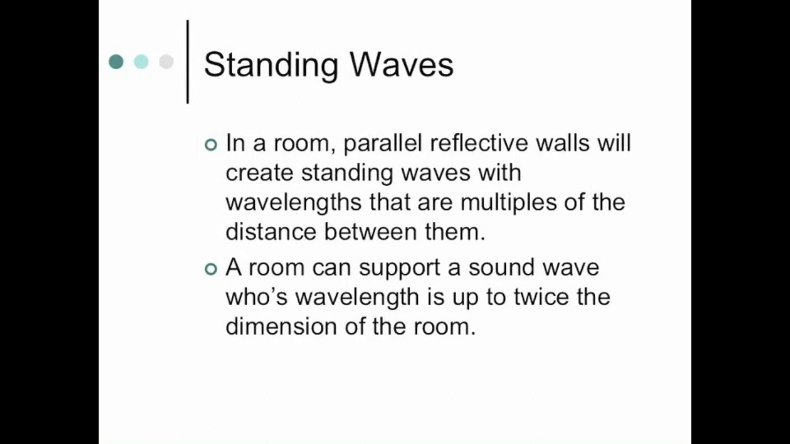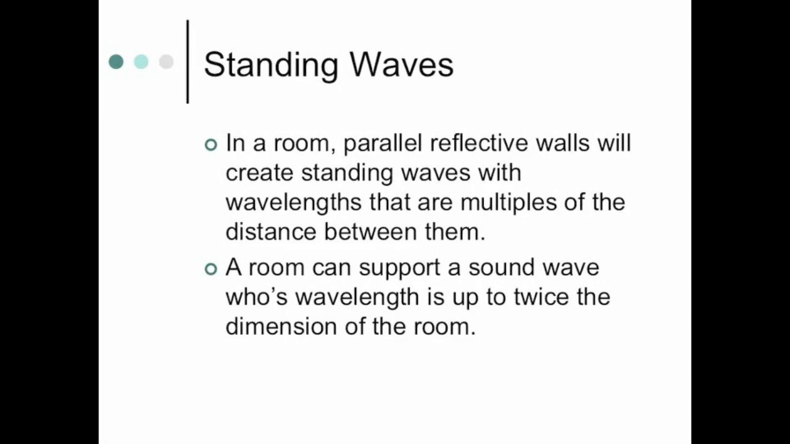So let's talk about what a standing wave is. Parallel reflective walls will create standing waves with wavelengths that are multiples of the distance between the walls. Now we talked about what the wavelength is, right? It's a length, so it's an actual distance. Let's say these walls are exactly one wavelength, that the wall on the left and the wall on the right are one wavelength distant of each other. It creates a standing wave. So that frequency is actually accented in the room.